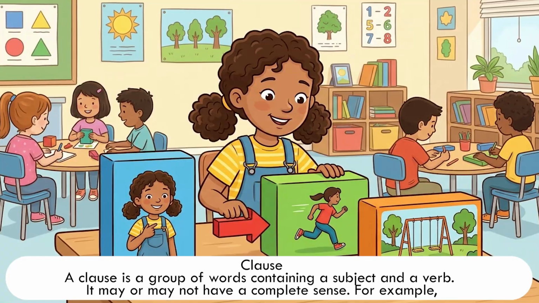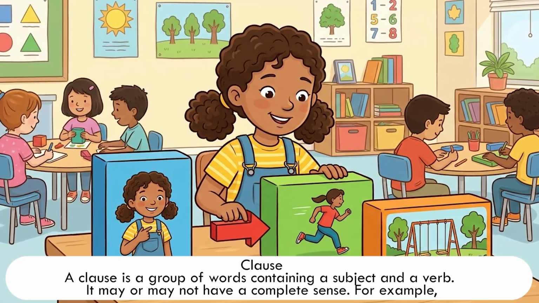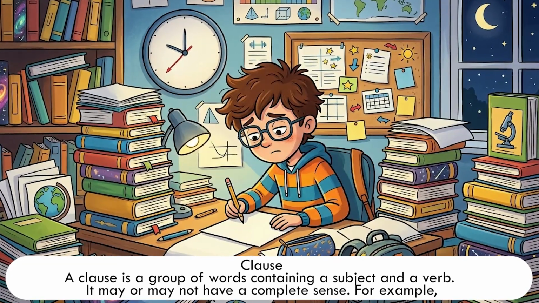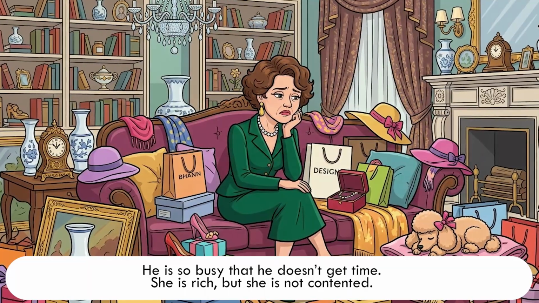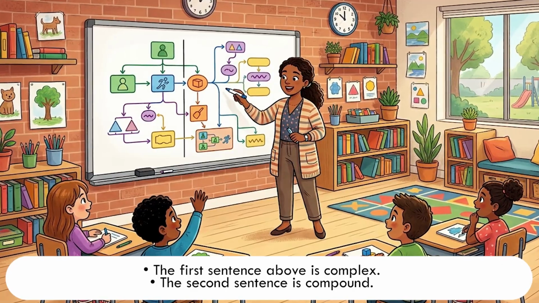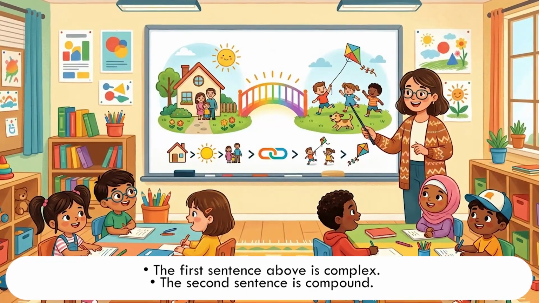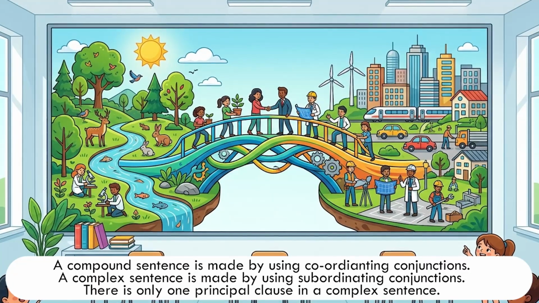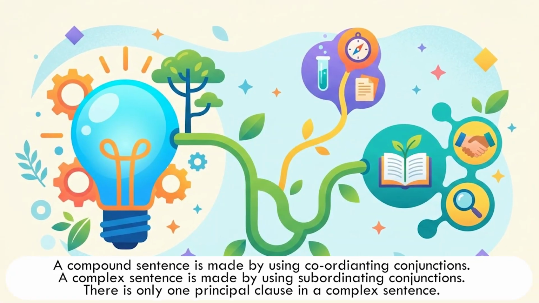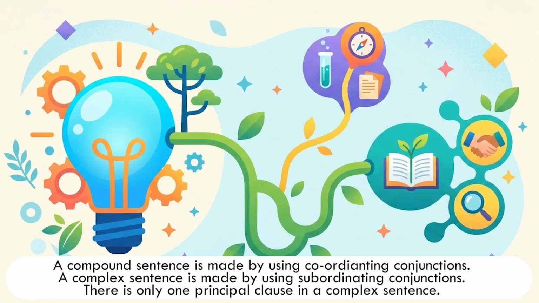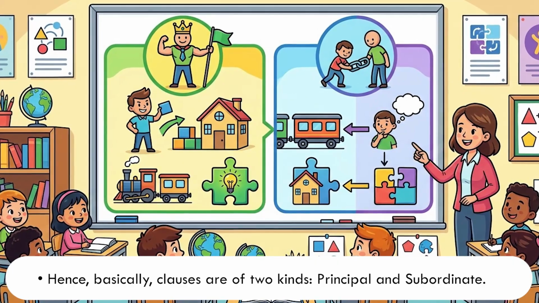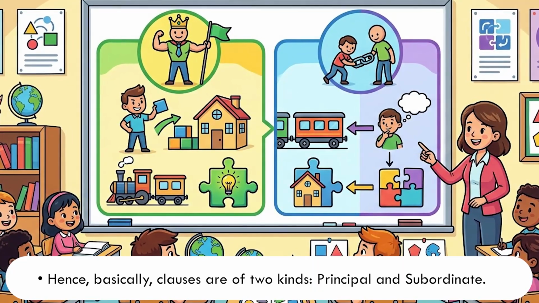Clause. A clause is a group of words containing a subject and a verb. It may or may not have a complete sense. For example, he is so busy that he doesn't get time. She is rich, but she is not contented. The first sentence above is complex. The second sentence is compound. A compound sentence is made by using coordinating conjunctions. A complex sentence is made by using subordinating conjunctions. There is only one principal clause in a complex sentence. Hence, basically, clauses are of 2 kinds, principal and subordinate.